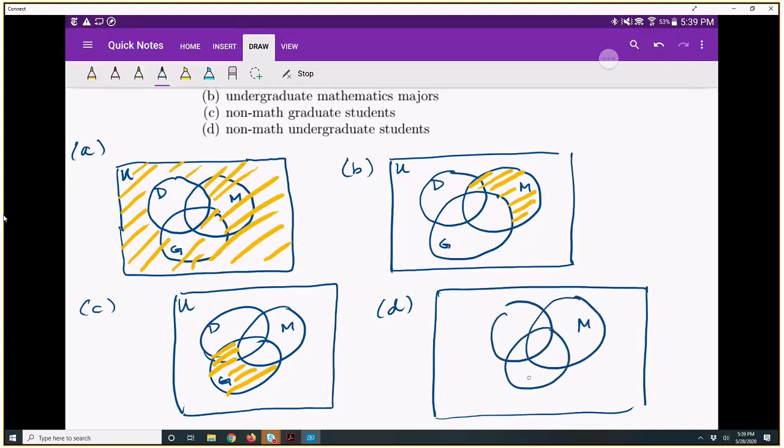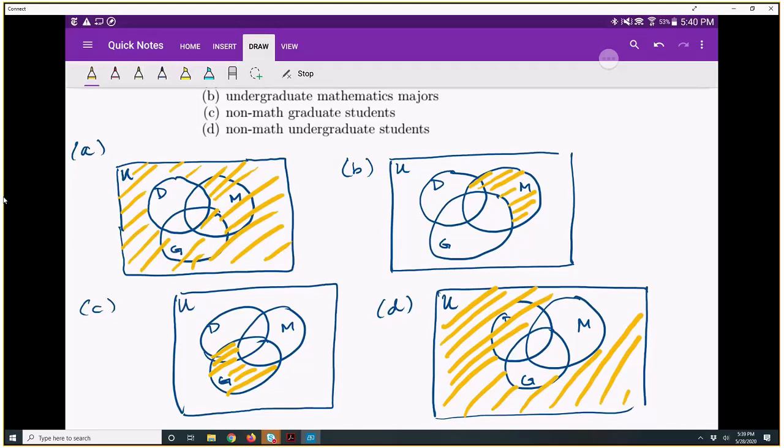So they shouldn't be in the math bubble, they shouldn't be in the graduate students bubble, but we don't know whether they go in the day or not. So we're going to take everything outside of graduate students and outside of math. And that should look like that. I also get this little piece here.